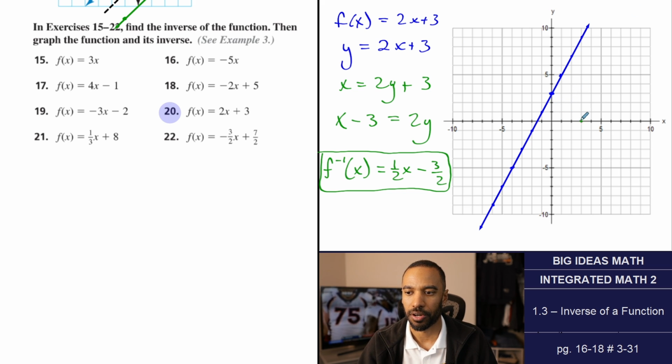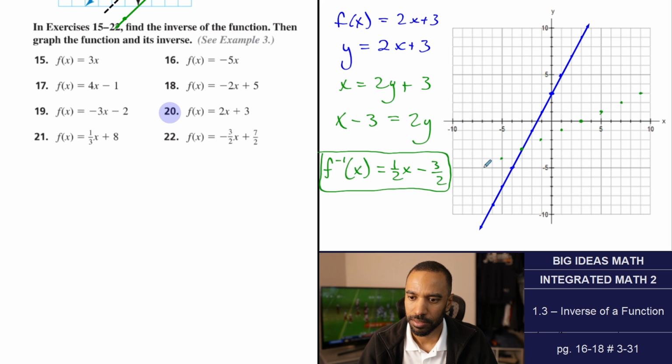Let's pick 3, 0, as we had 0, 3, and go up 1 over 2 now. You see it hit that point together.